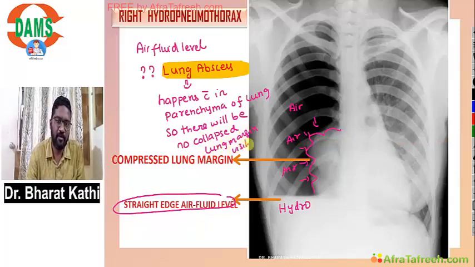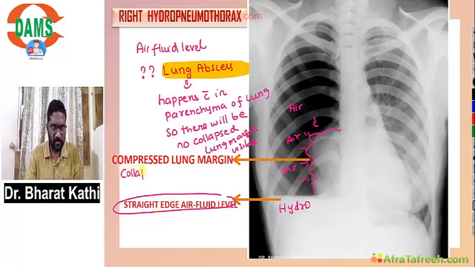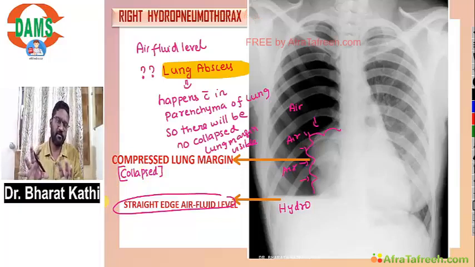Whereas hydropneumothorax happens within the pleural space. So you can see this compressed or collapsed lung margin. This is a compressed, or it can also be called a collapsed lung margin. You will see this collapsed lung margin because it is happening in the pleural space. The pressure effect might be significant and it can cause a push of the mediastinum to the opposite side.